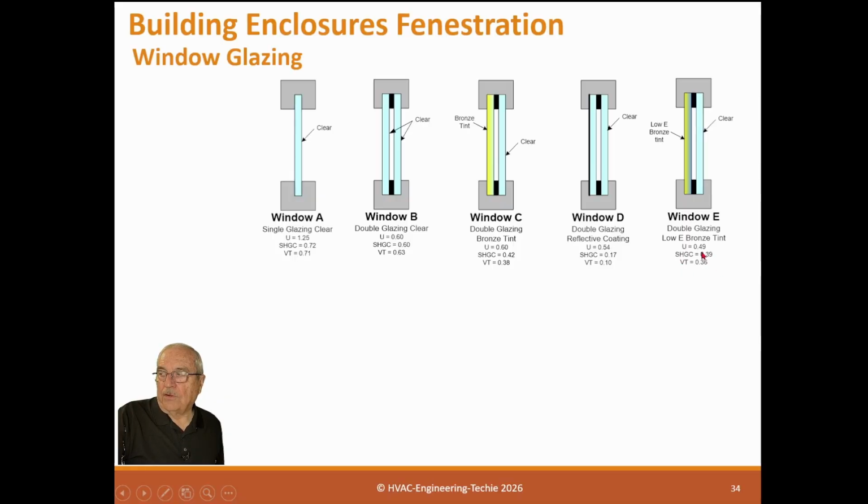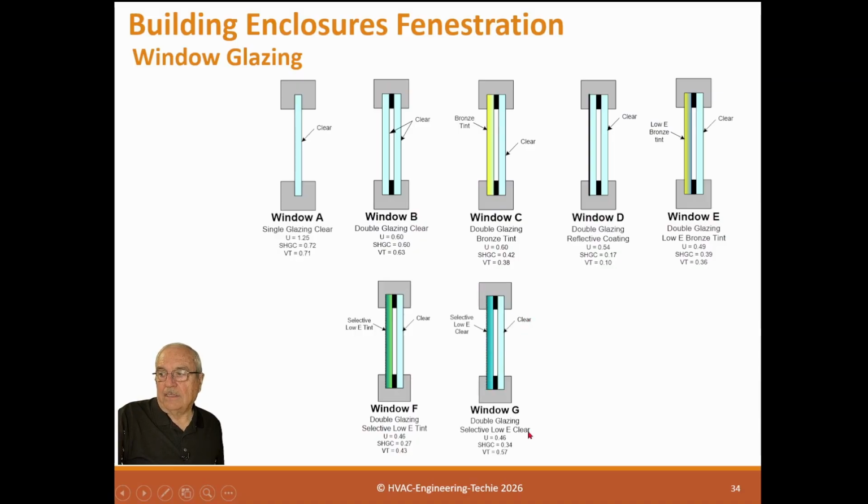So it gets further down, so we're at a U factor of 0.49 now. You can have a double glazing selective low E, which is a little bit better yet. Now we're at U 0.46 instead of 0.49. Get double glazing of selective low clear, and it goes to 0.46.